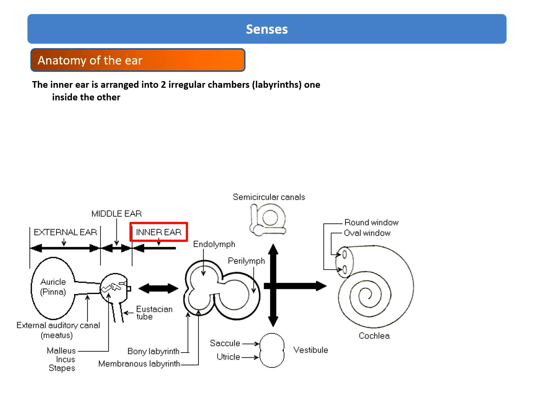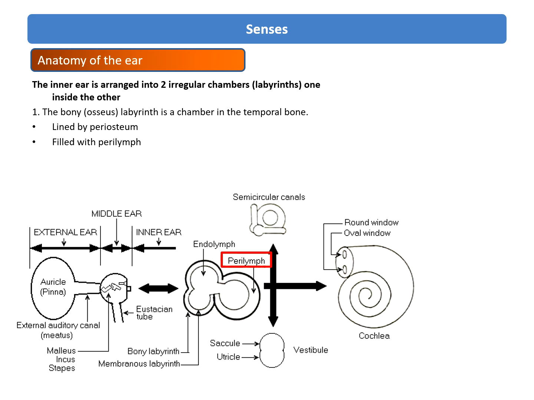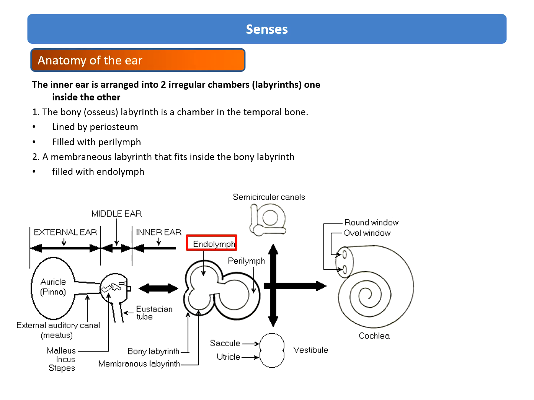What about the inner ear? Well, first of all, it's arranged into two irregular chambers. A chamber is called a labyrinth, one inside the other. The bony or osseous labyrinth is a chamber within the temporal bone, and it's lined by periosteum, and it's filled with perilymph, a watery fluid. Inside of that is the membranous labyrinth. This fits inside the bony labyrinth. It's filled with another watery fluid called endolymph.